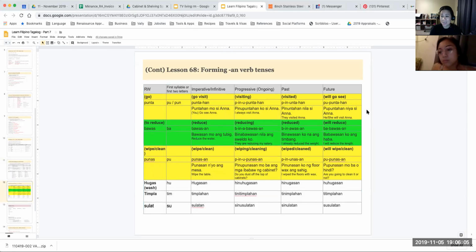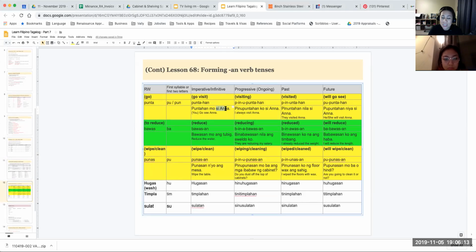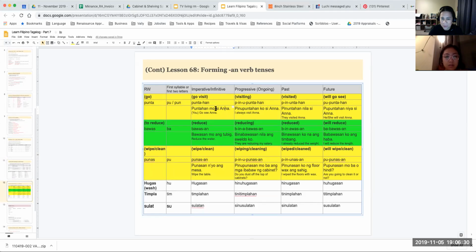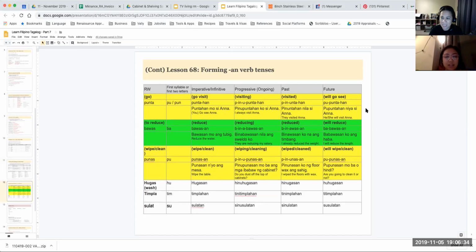Because we use si, right? So in this context too, Ana, though she's the focus, she's also the benefactor of the verb. She's the one receiving this visit. Get it? She's not the one doing the visiting. She's the one receiving the visit. You see? Although she's the focus. Does it make sense?